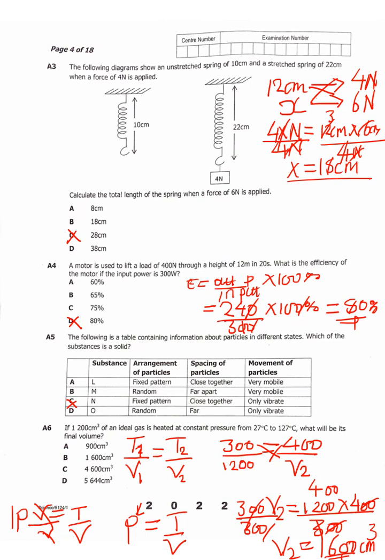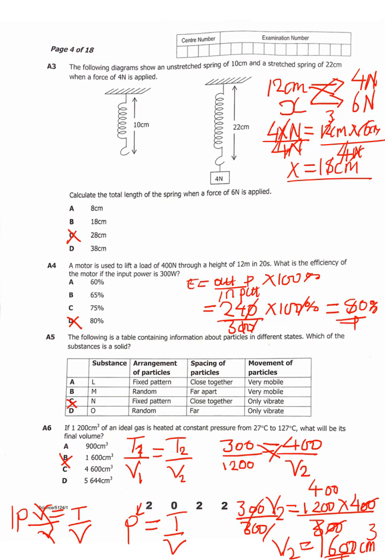Volume at all, and it's making sense. We can see that temperature 1 was 27 degrees Celsius, then temperature 2 was 127. So the temperature increased. If you increase the temperature of a gas, the volume also increases, because the two are directly proportional. So our answer here is B.